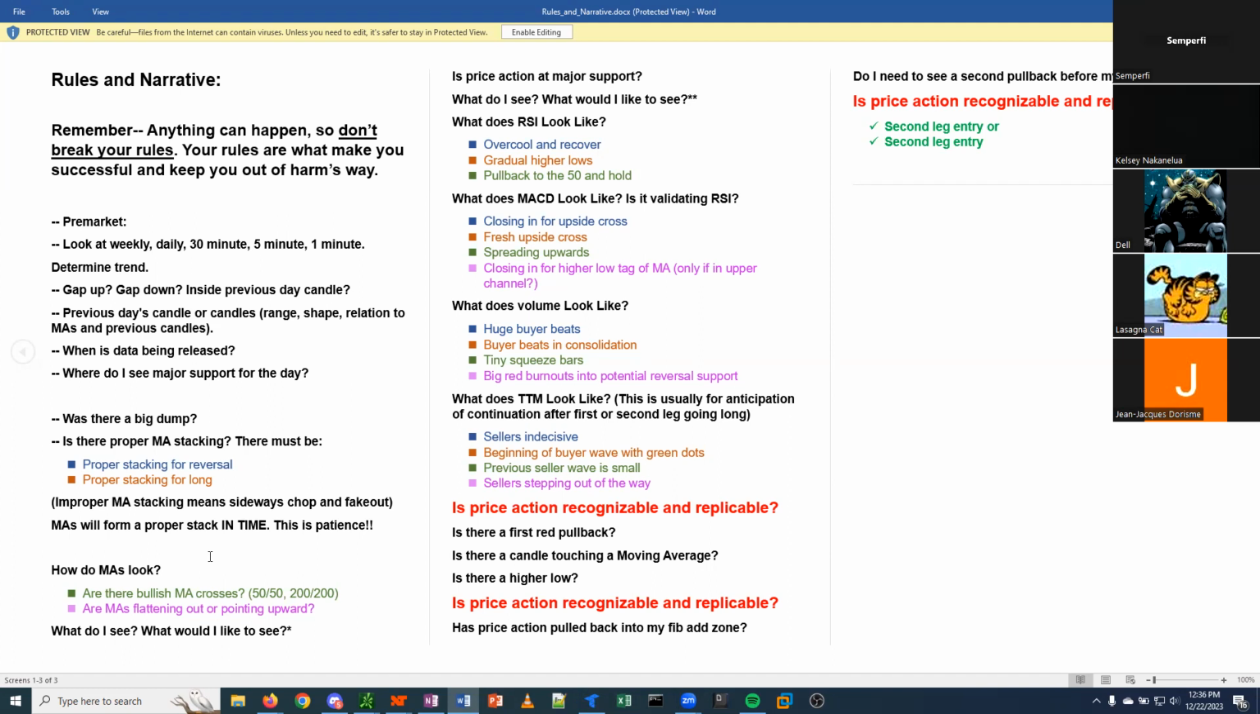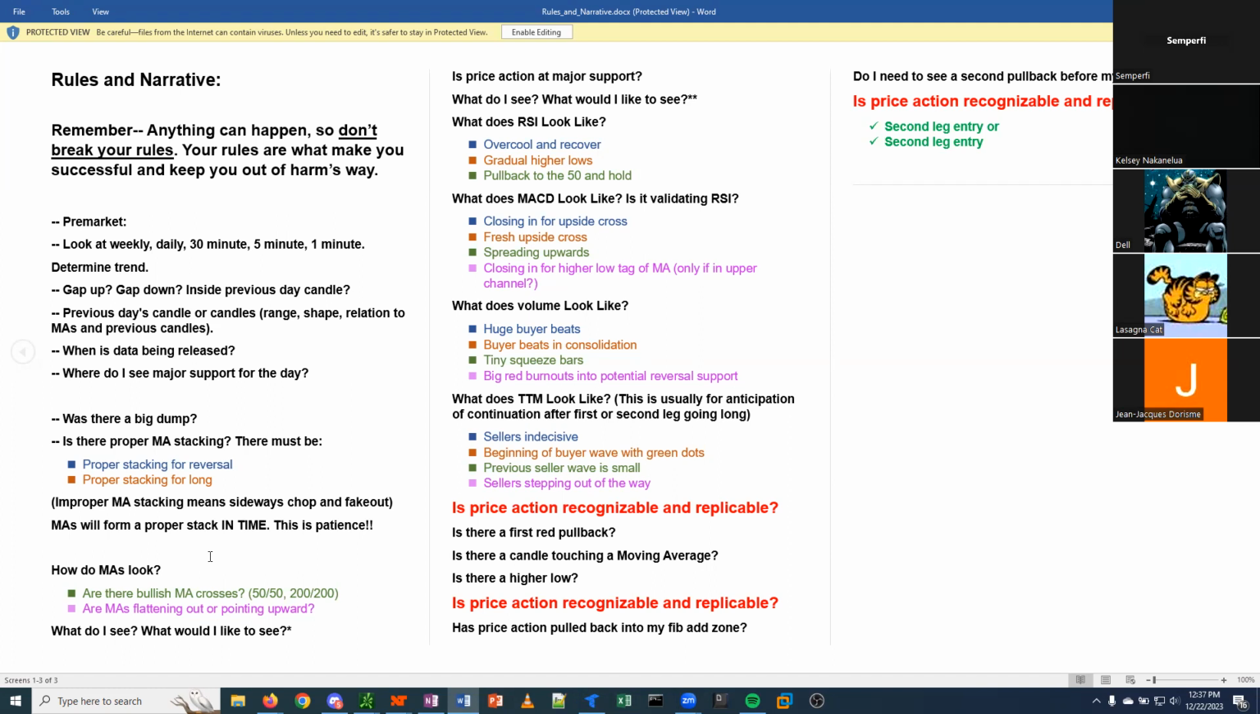You'll see, was there a big dump? That's a question. And is there proper MA stacking? That's a question. It gives you the two options. And a little note on the bottom, next question, how do MAs look? It's a conversation you have to keep your mindset positive instead of going into doubt. It's positive. What am I looking for that makes this positive?